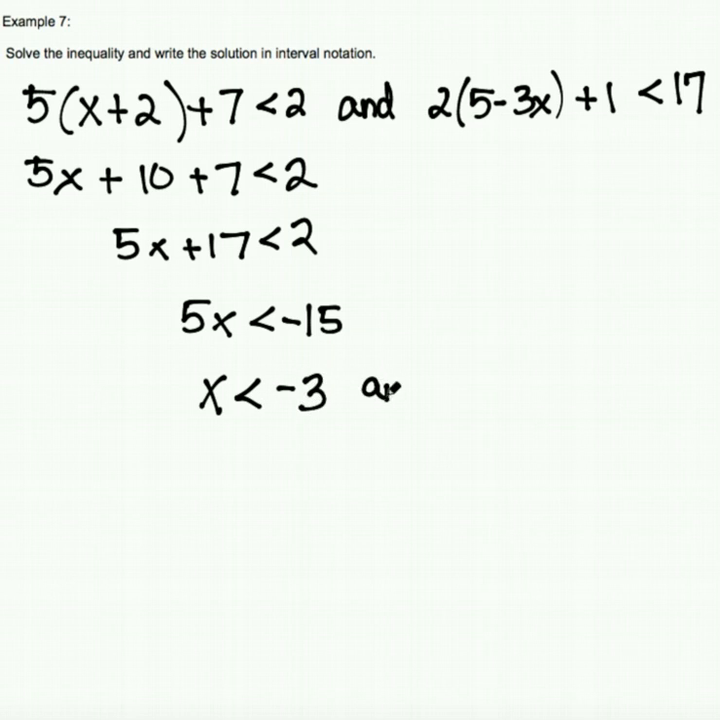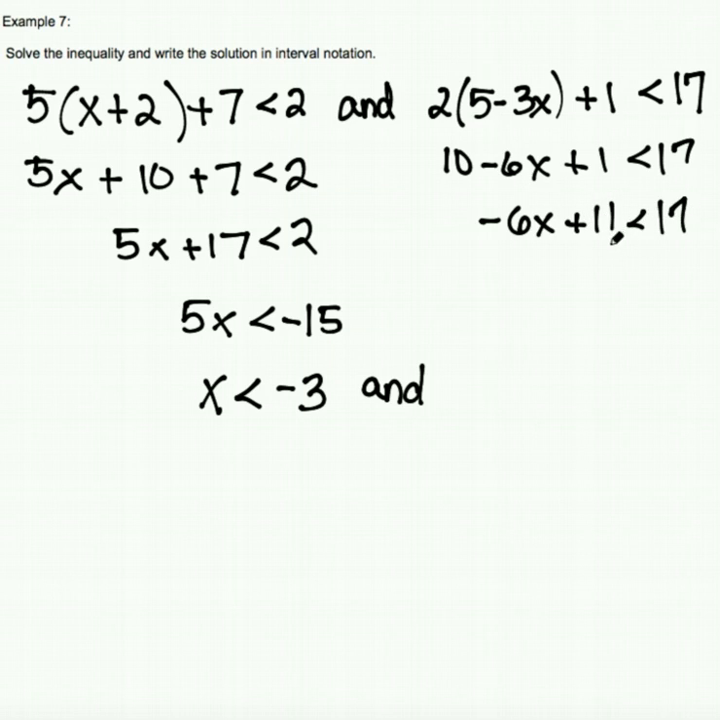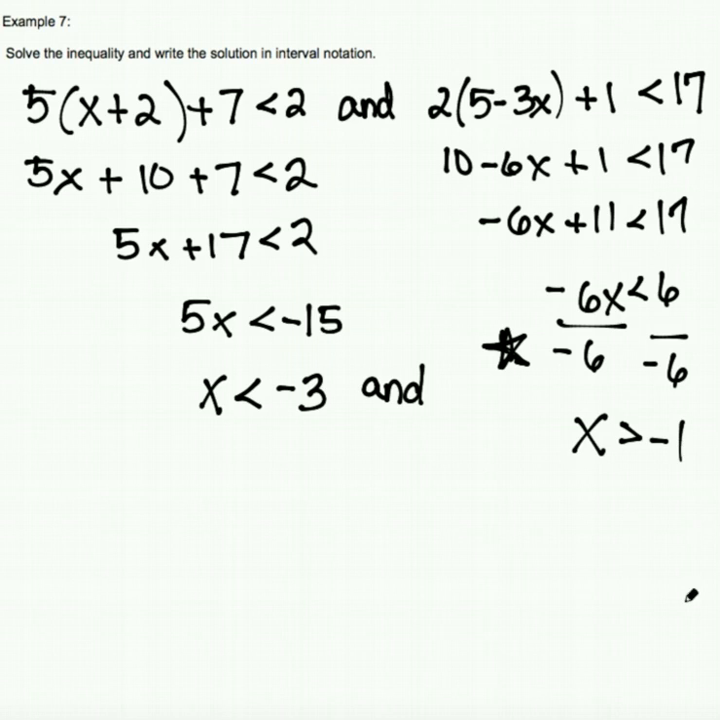Again, this is an "and" problem. So I'm going to go over here and solve the inequality to the right. Distribute. 10 minus 6x plus 1 is less than 17. Combine like terms. Negative 6x plus 11 is less than 17. Subtract 11 from both sides. I get negative 6x is less than 6. Now I'm going to divide both sides by negative 6. Remember, dividing by a negative, I've got to flip the inequality. So this gives me x is greater than negative 1.